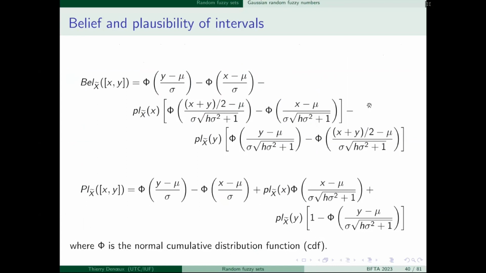You can notice that if h tends to infinity, this term tends to 0, and we get the usual formula to compute the probability of an interval for a normal distribution. And here you have the degree of plausibility. Here you have a minus sign, so this is less than the probability of the normal distribution, and this is larger. We get an interval.